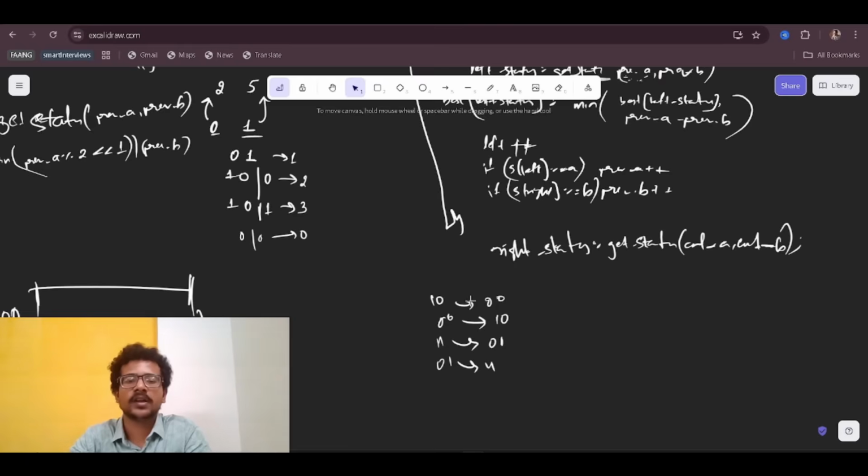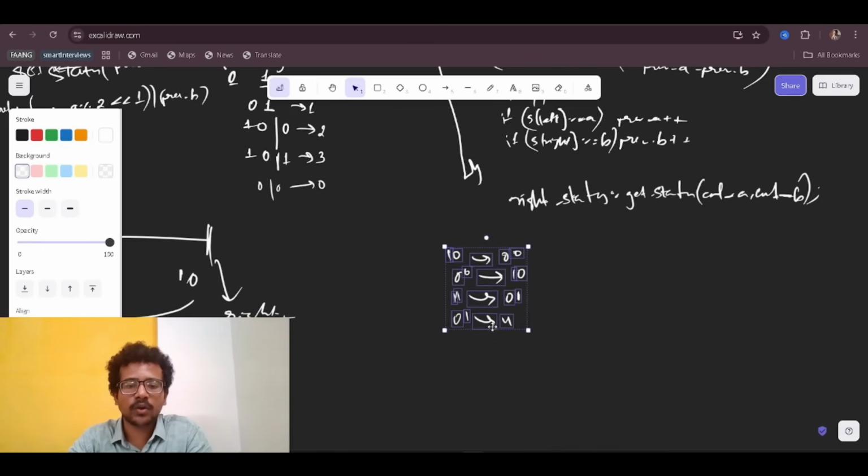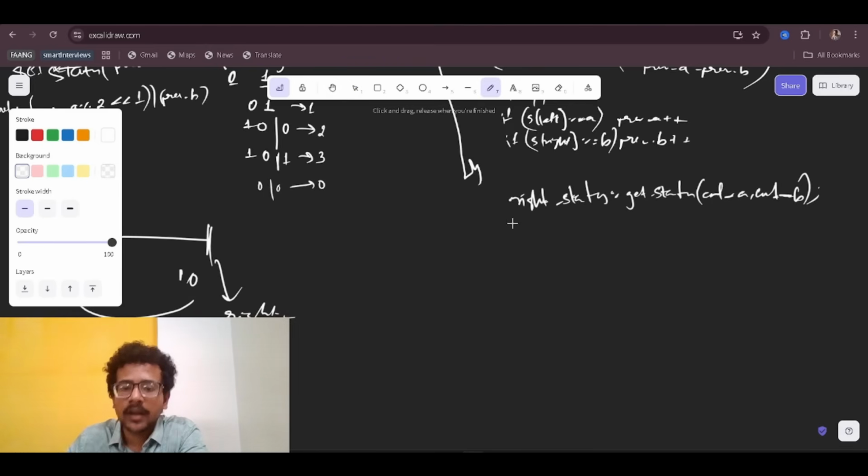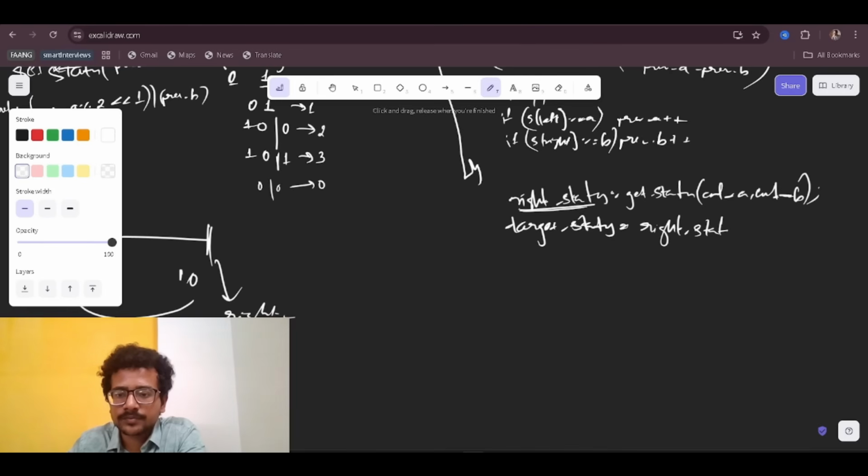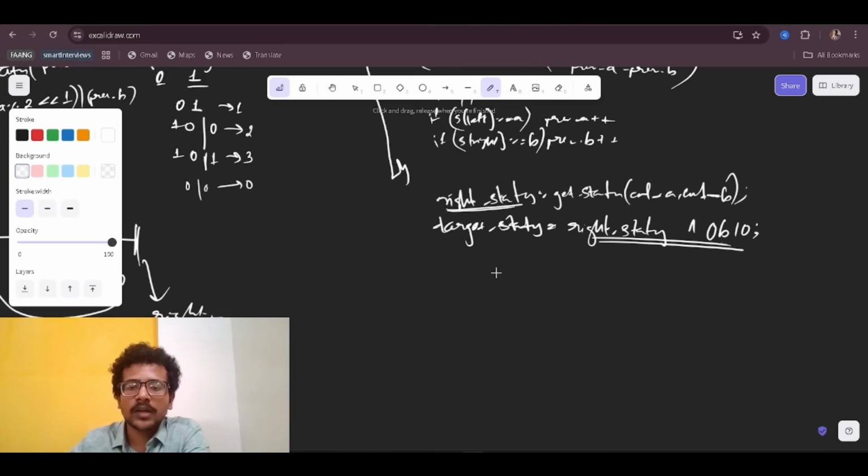How do you get all this? I can get this by just doing, let me name it as target status. Target status is equal to, right? I got all this by doing XOR on the right status. Right status XOR 0B10, right? By doing this, you would get the target status for this right status. Now I got this target status. That means for 0 0 I got 1 0. For 1 1 I got 0 0.